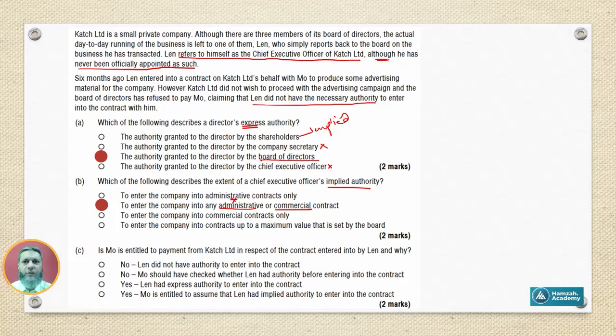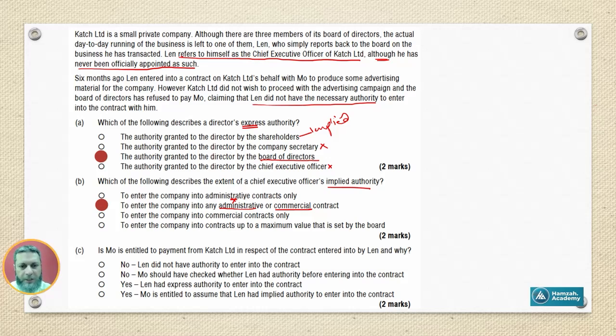Administrative contract is, for example, we have to conduct a shareholders meeting, and we do not have enough space, and we book a hotel in which we will conduct our AGM. So that is done by the secretary, and he is authorized to create such contracts. So these are the administrative contracts. So directors are allowed to enter into administrative as well as commercial contracts, but secretaries are only allowed to enter into administrative contracts. Okay. So this is the answer.